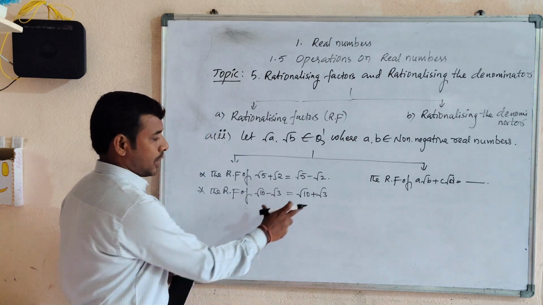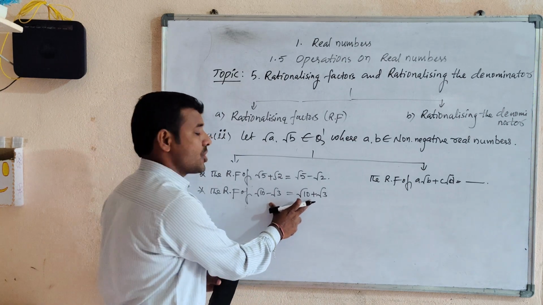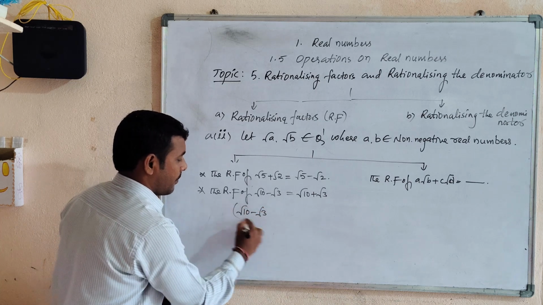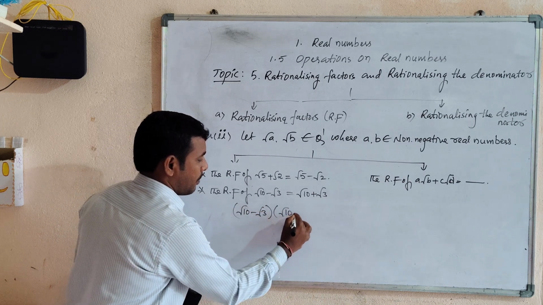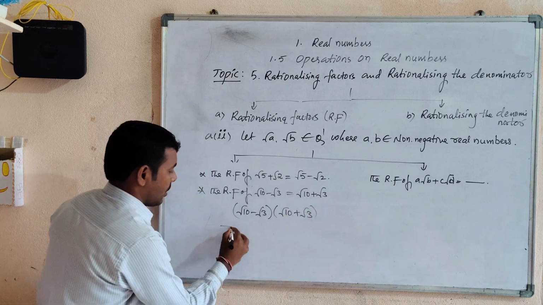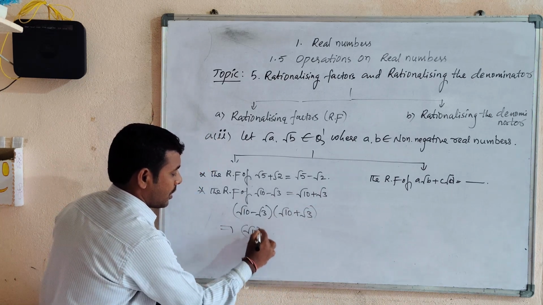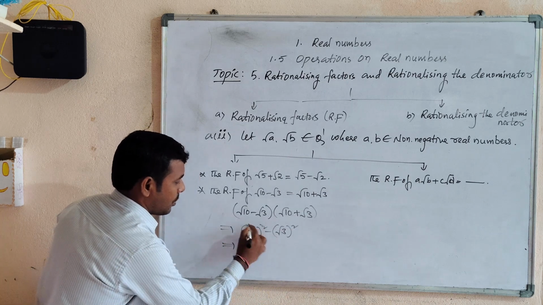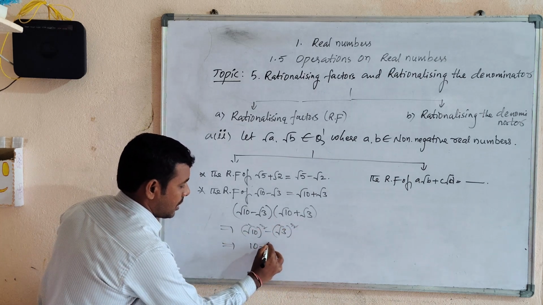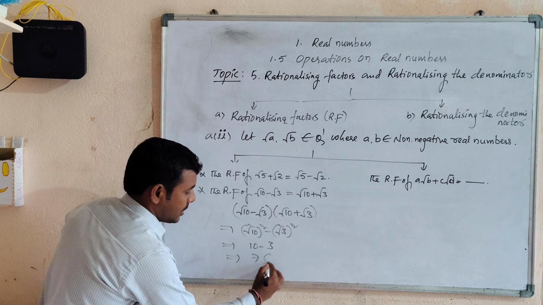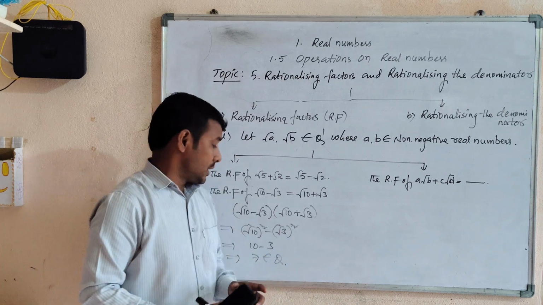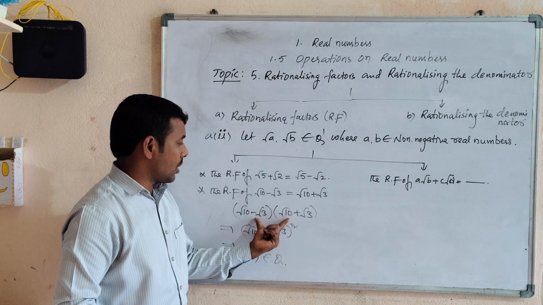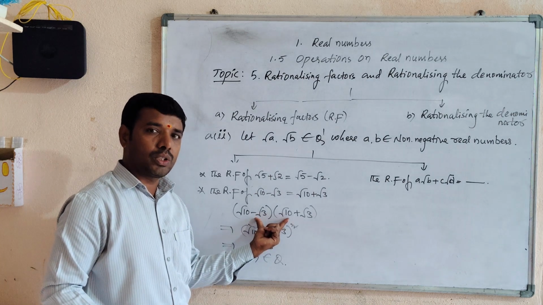The only reason is that their product is rational. See, once I want to show: square root of 10 minus square root of 3 into square root of 10 plus square root of 3. Now the answer is square root of 10 whole square minus square root of 3 whole square. The square roots cancel, 10 minus 3. Now the answer is 7, which is called rational. Their product is a rational number, so these two are called rationalizing factors to each other.